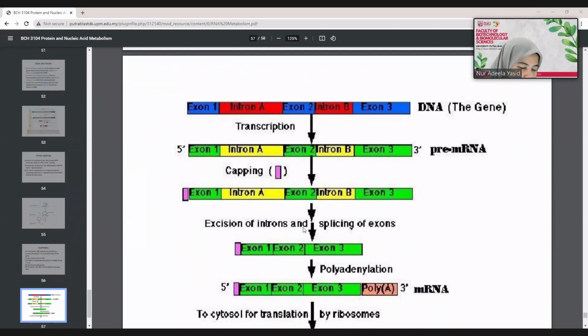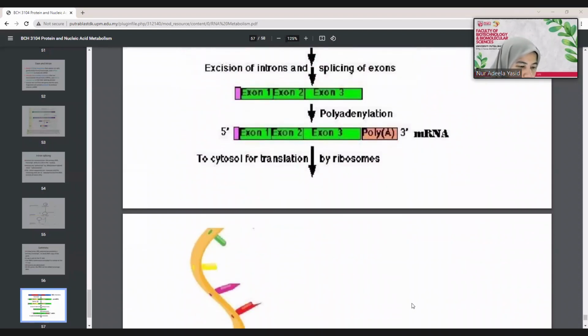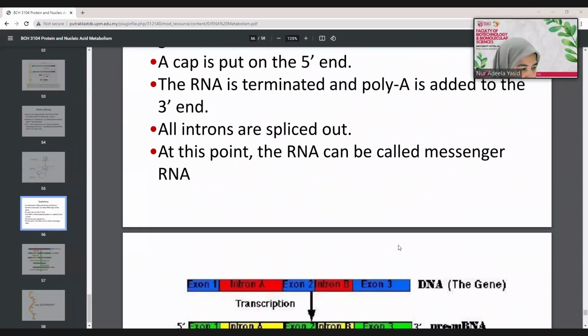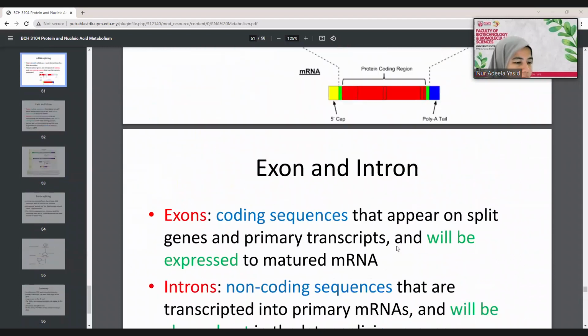So this is how it looks after pre-mRNA processing. Splicing joins the exons together to form the RNA that we want. Then polyadenylation occurs, and it can undergo a process to produce mature mRNA. All right, so that's it for transcription.